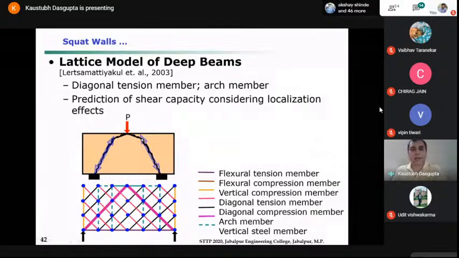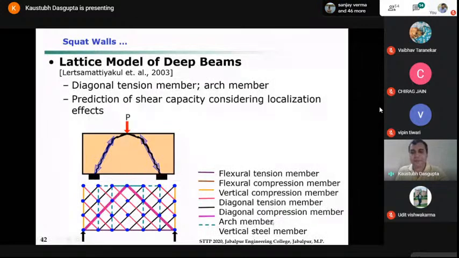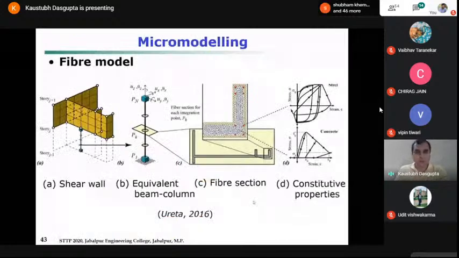So instead of a single strut model, like one member here, one member here, this entire grid for the deep beam is thought of as having the configuration of a lattice. Okay, so this is not so popular, but I just wanted to show you how people have thought of trying this, and then they have tried to find out the different members having different properties, their behavior like that. Well, so those are your macro modeling.